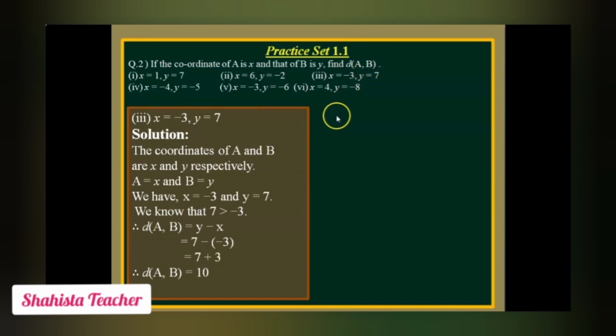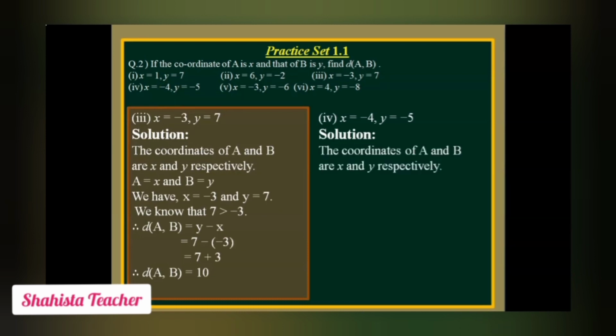So here we will write sub question 4: x is equal to -4 and y is equal to -5. After this, the second step is our solution. As you know, the coordinates of A and B are x and y respectively. So we will write the same statement. And as you know, A is x and B is y. A represents x and B represents y.